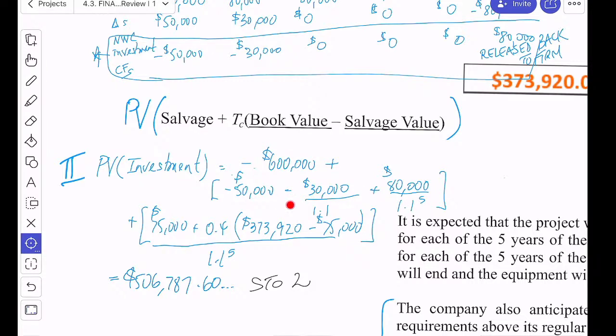This one you can put in Excel. You just have to put 3 zeros in here for years 2, 3, and 4. What did I say? Excel. I meant you can put it into your financial calculator for NPV.